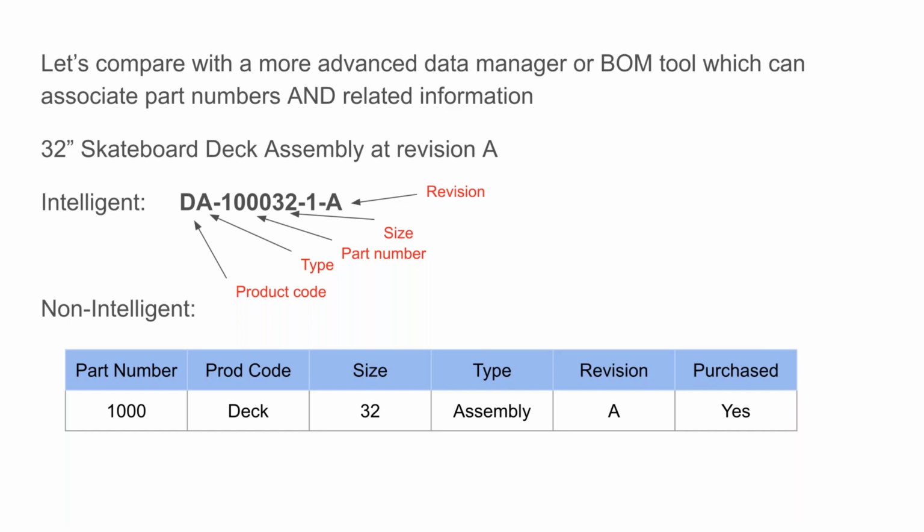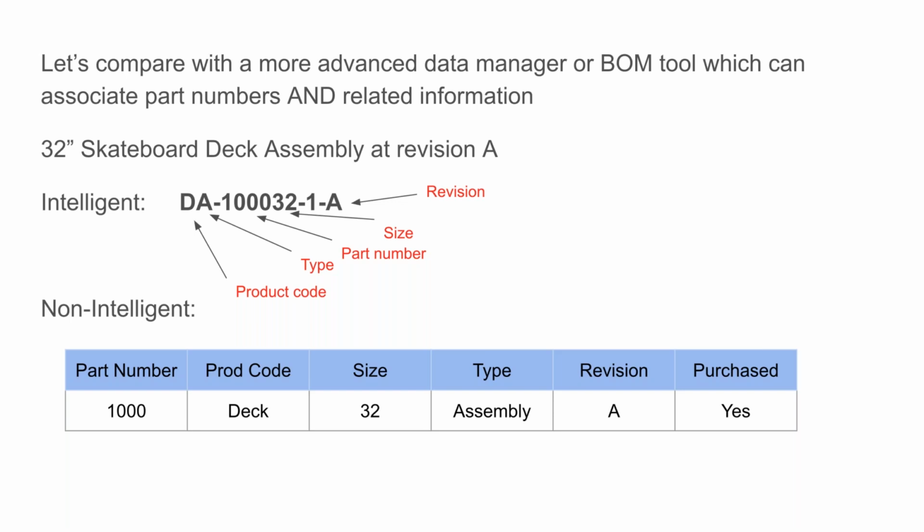Okay, so let's compare, quickly, the two systems. We know what the intelligent part number might look like. We saw an example of that here. In my example for our skateboard, I've got product codes and revisions and other things embedded into that part number. This particular item happens to be a part of the deck assembly, and the deck is 32 inches long, and -1-A says that this is a purchased item. It's currently a Rev A. That's okay. That works as long as everyone understands that, can decode the part number.